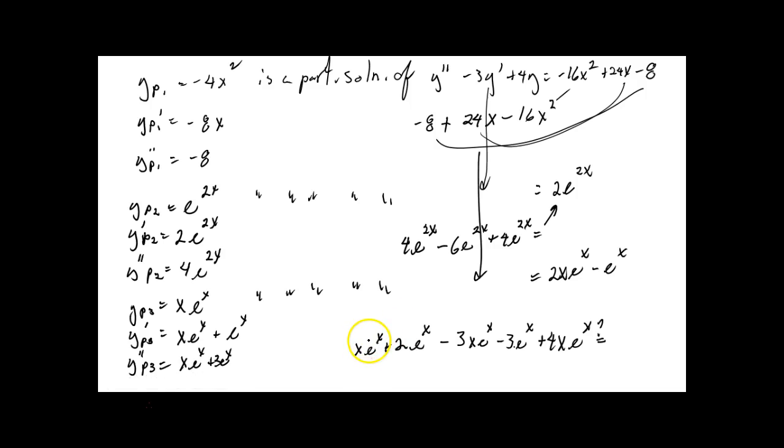Here we have xe to the x minus 3xe to the x plus 4xe to the x. That would be 4 plus 1 is 5 minus 3 is 2xe to the x, so that works. Okay, and here we have a 2e to the x, and that took care of that one, and that one. Minus 3, so that'd be minus e to the x, minus e to the x, and sure enough, that is that. This is that, that's that. Yes, all three of these work.